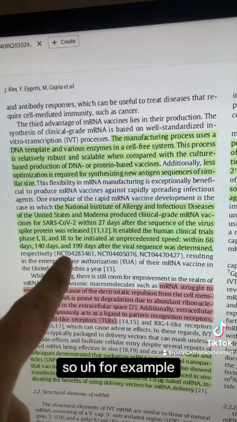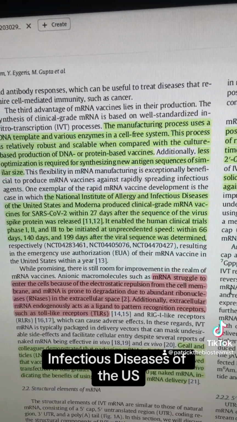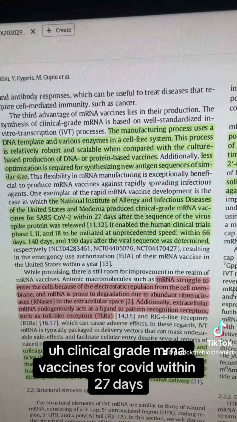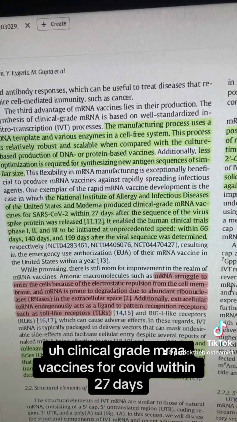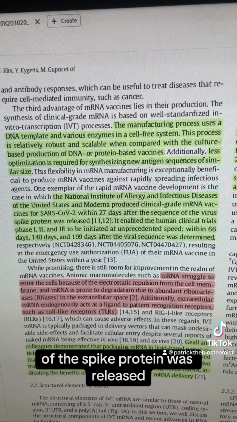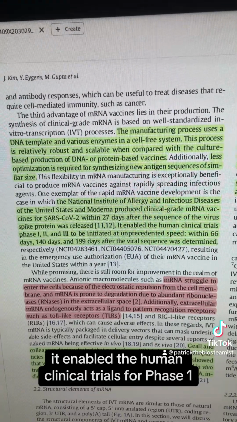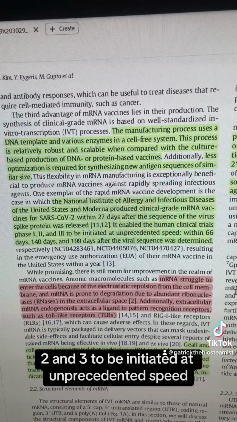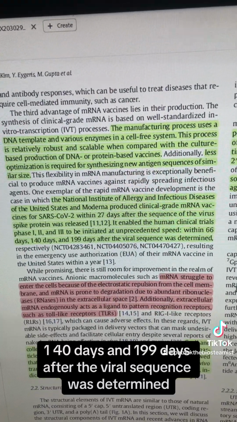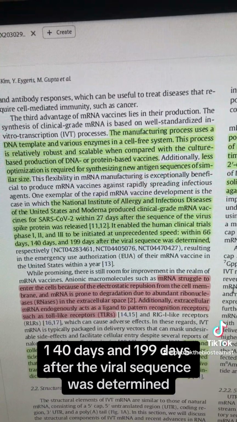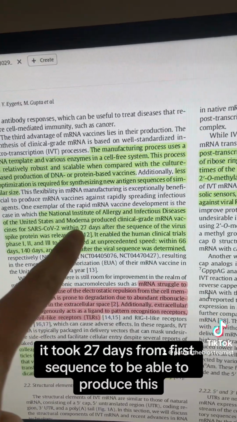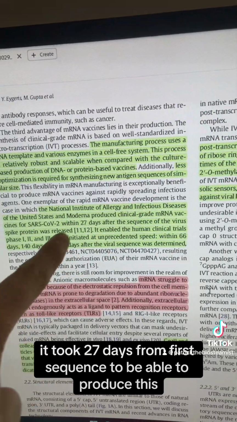So, for example, the National Institute of Allergy and Infectious Diseases of the US and Moderna produced clinical-grade mRNA vaccines for COVID within 27 days after the sequence of the virus of the spike protein was released. It enabled the human clinical trials for phase 1, 2, and 3 to be initiated at unprecedented speed within 66 days, 140 days, and 199 days after the viral sequence was determined. So besides the clinical speed being very quick, it took 27 days from first sequence to being able to produce this.